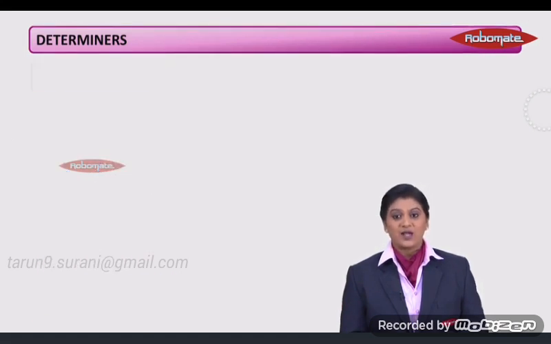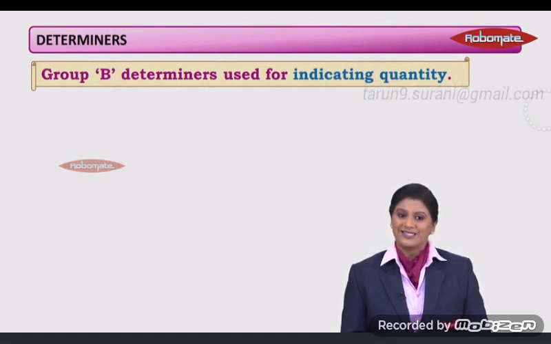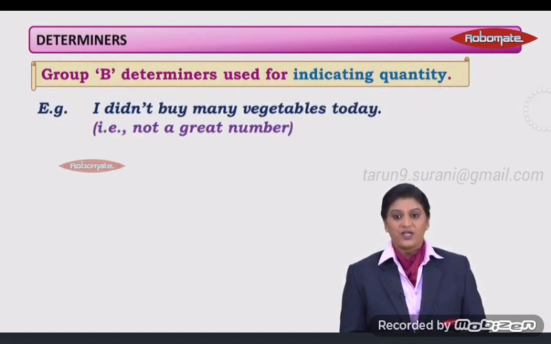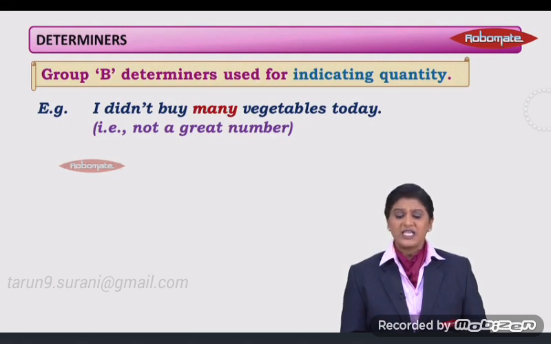However, let us now have a look at group B determiners, which are used for indicating quantity. First of all, let's take an example. I didn't buy many vegetables today. Now, what is the determiner here? Very good. It's many. What does many indicate here? It indicates a quantity. That is, many vegetables would mean not a great number.